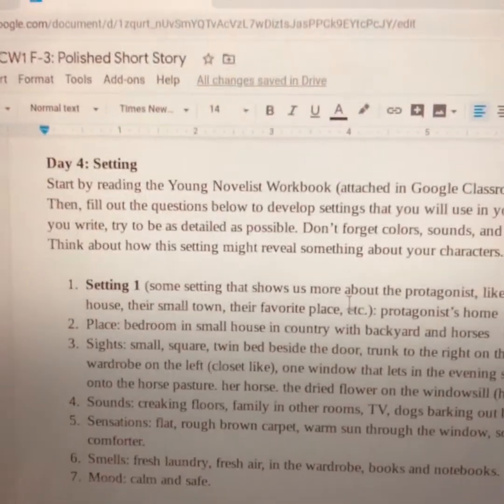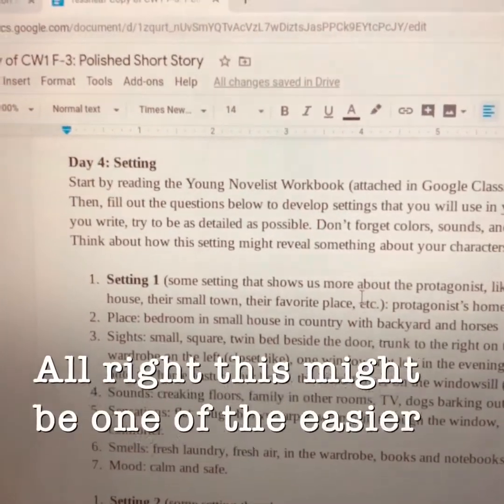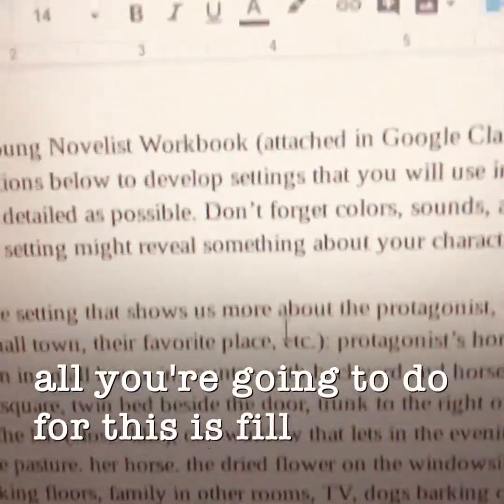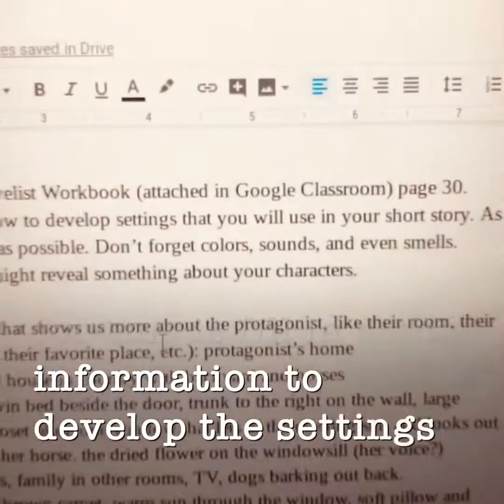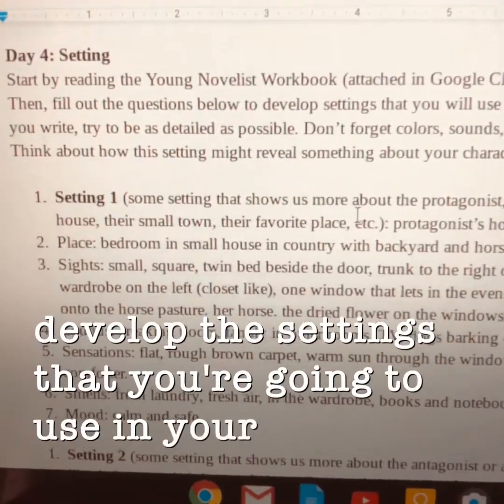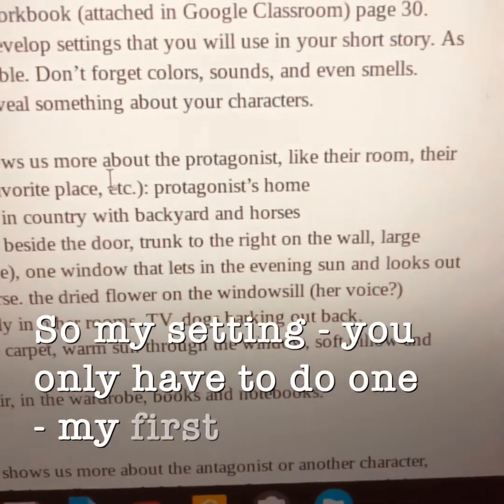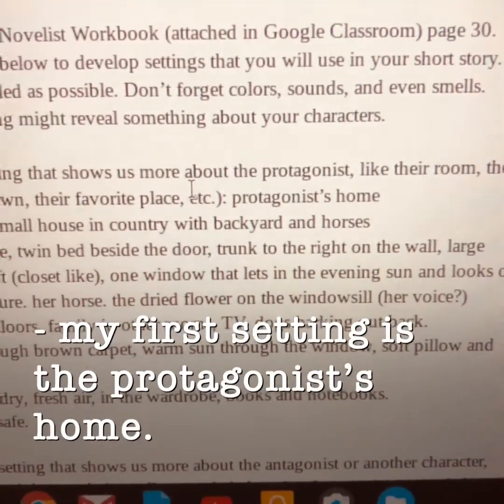All right, this might be one of the easier parts, the setting. So all you're going to do for this is fill in some information to develop the settings that you're going to use in your story. So my setting, you only have to do one. My first setting is the protagonist's home. What is her home like?